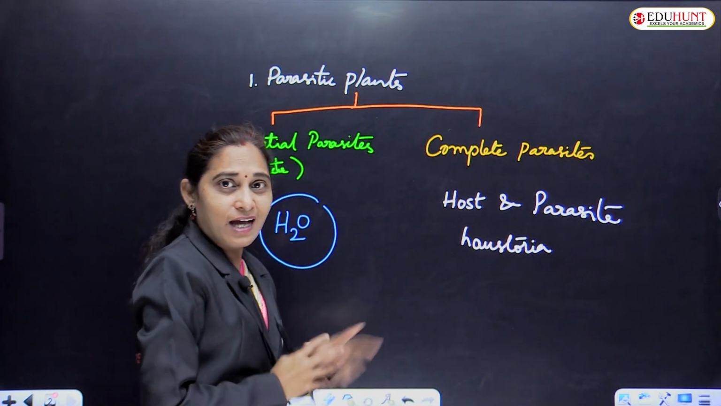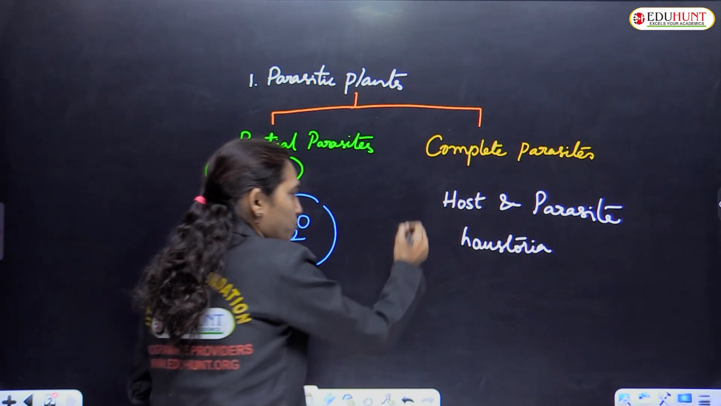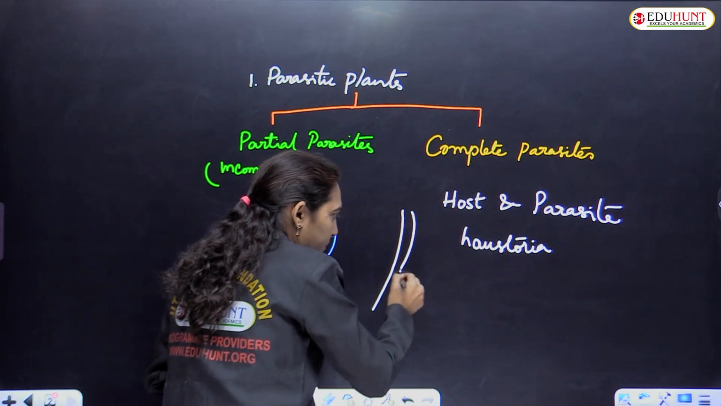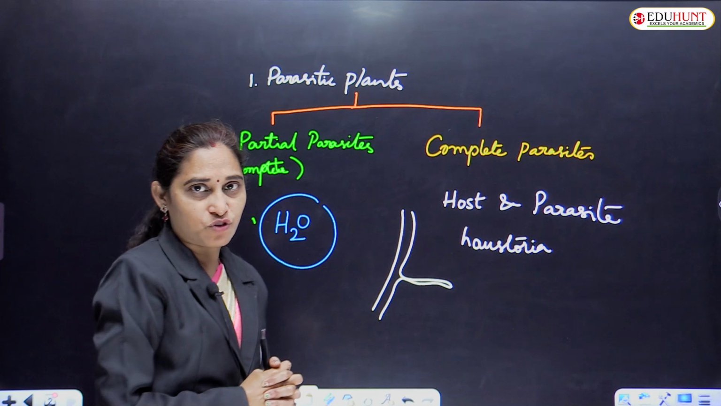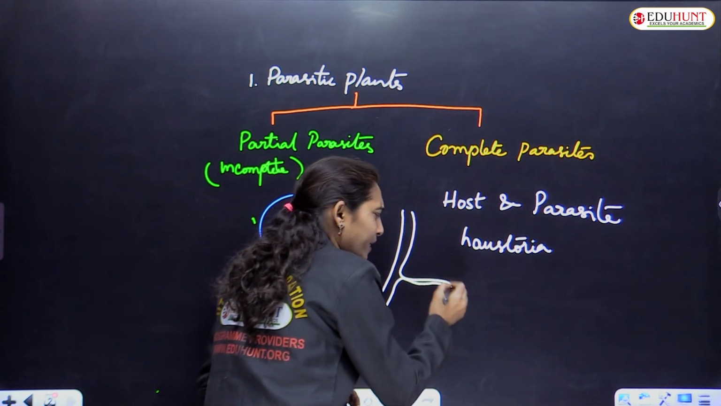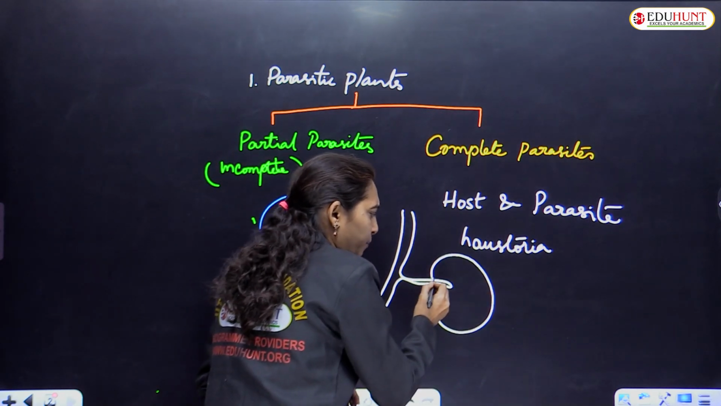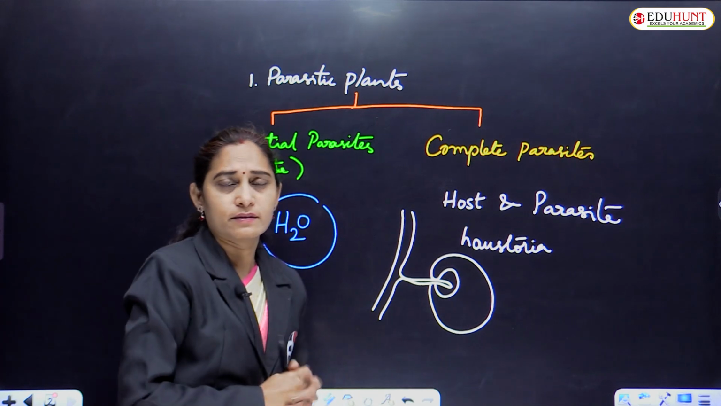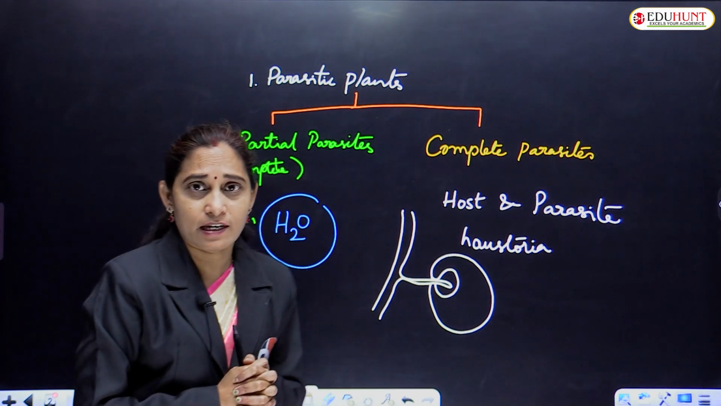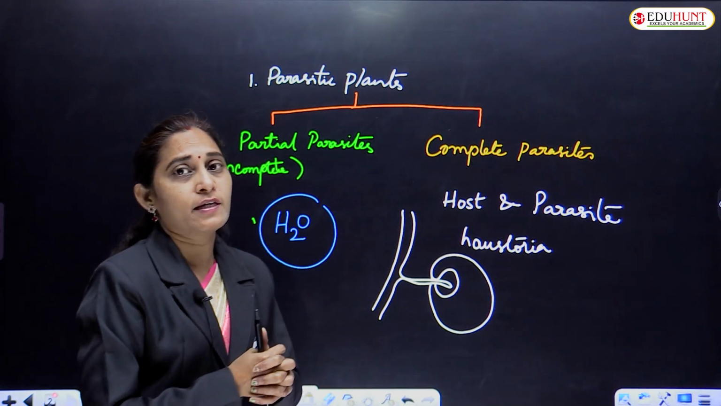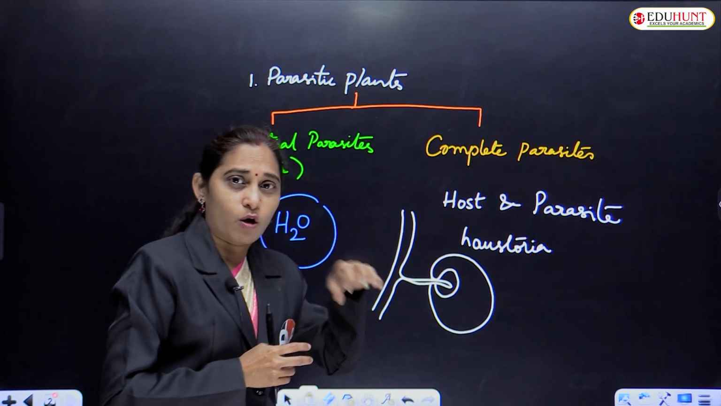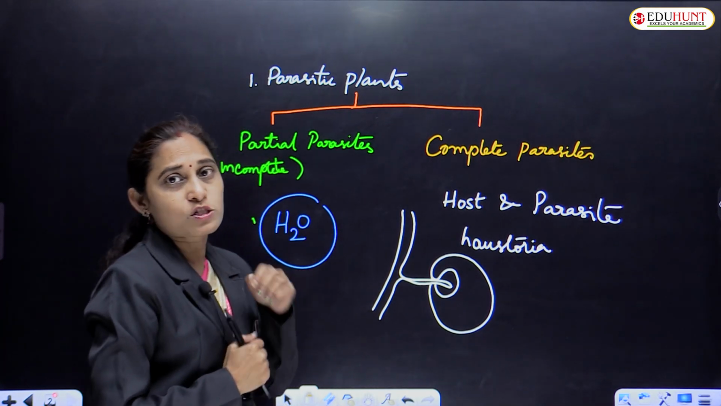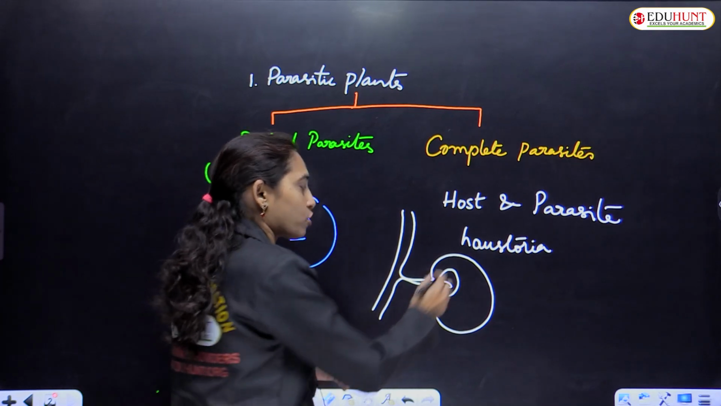Haustoria. With the help of these haustoria, which are strand-like structures, they project into the cell, they insert into the cell, they penetrate into the cell and draw the minerals and all the nutrients from the host plant. These are the haustoria.